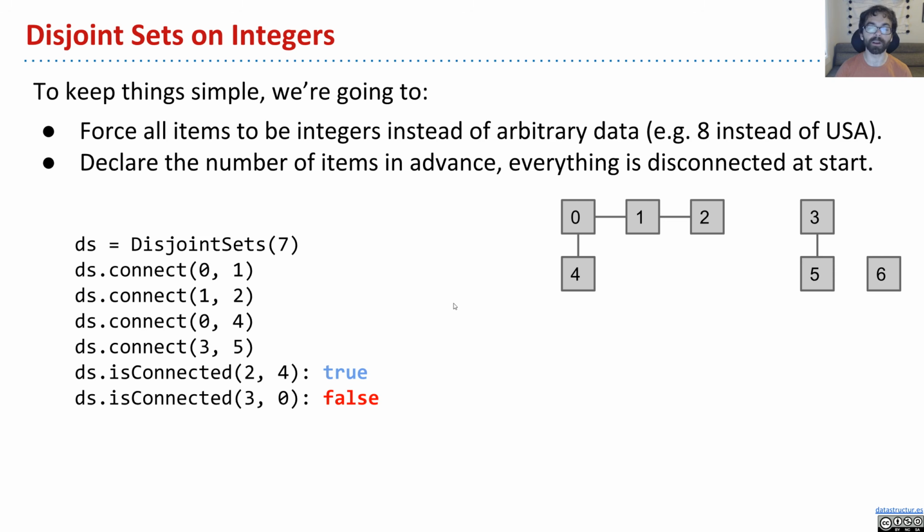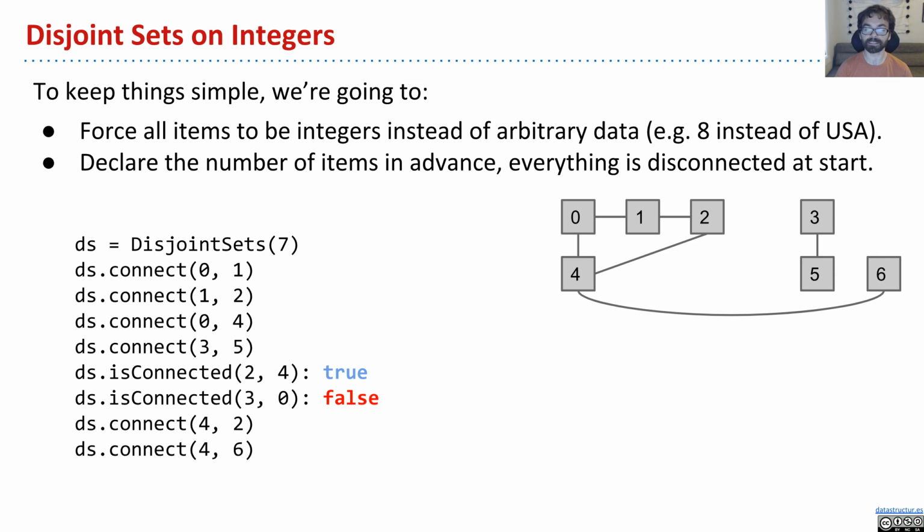Now, just as we saw in the USA, China, Mongolia, Vietnam, and Canada example, we can now call, say, isConnected, and say, are 2 and 4 connected? Yes. Are 3 and 0 connected? Nope. And just as before, we can connect things up. Let's connect 4 and 2. Okay. Let's connect 4 and 6. Let's connect 3 and 6. Hooray. Now if we go through and say, are 3 and 0 connected? The answer is now true.